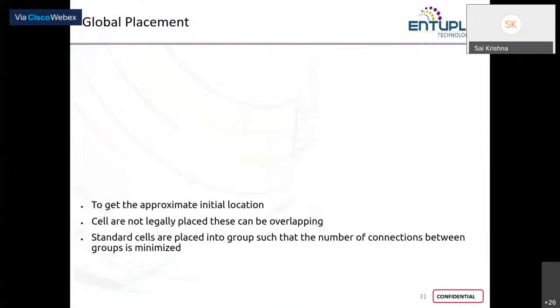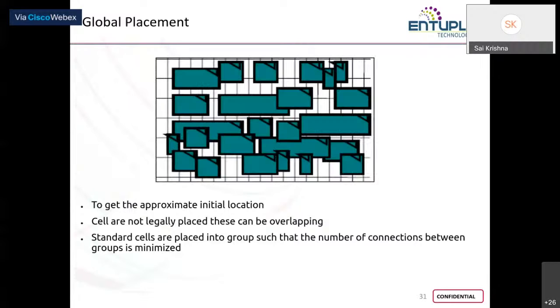We'll talk about all these blockages and everything during the demo. So adding end caps and well taps is what you do just before your placement. Once you're done with your floor plan and power plan, you add end caps and well taps just before starting your placement.